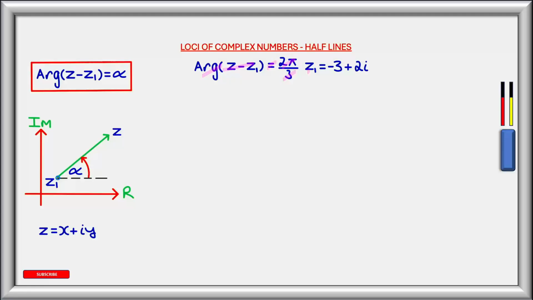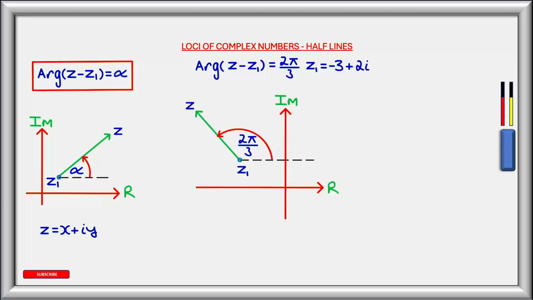In this next example, we have the locus where arg z minus z1 is equal to 2 pi by 3, and z1 is equal to minus 3 plus 2i. Let's sketch this locus on the Argand diagram and then find its Cartesian equation. So we can see on the Argand diagram, the origin of the locus is at z1 with coordinates minus 3 and 2, and it heads out in a direction governed by the angle 2 pi by 3, which appears in the second quadrant of the Argand diagram.